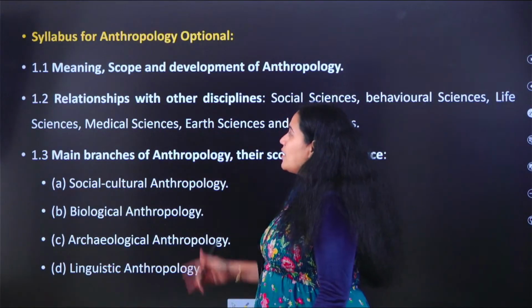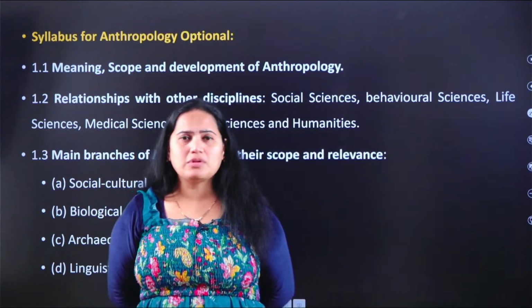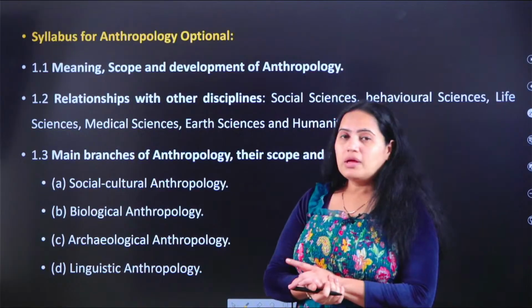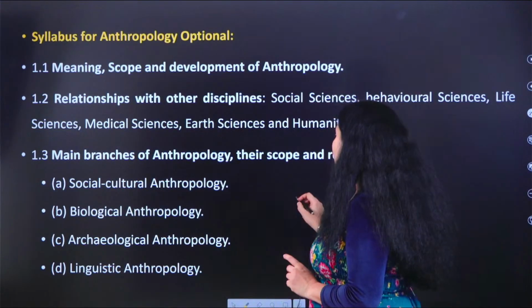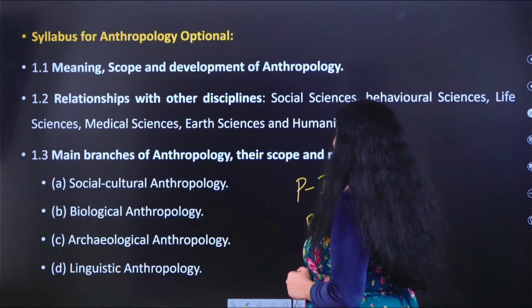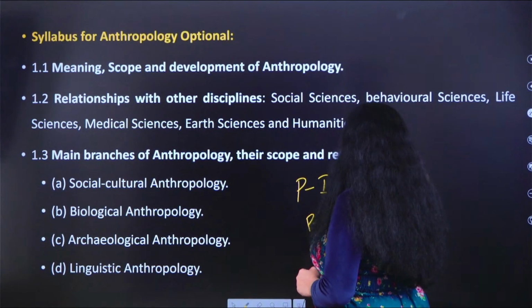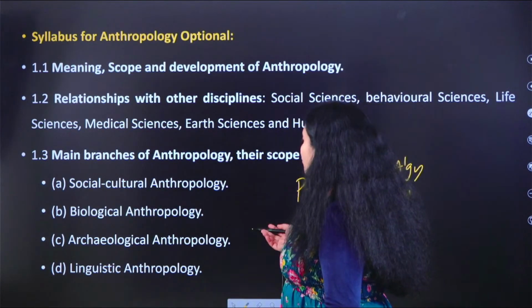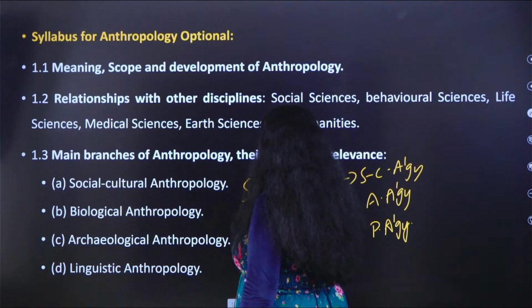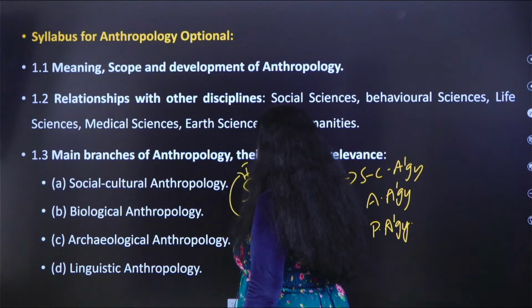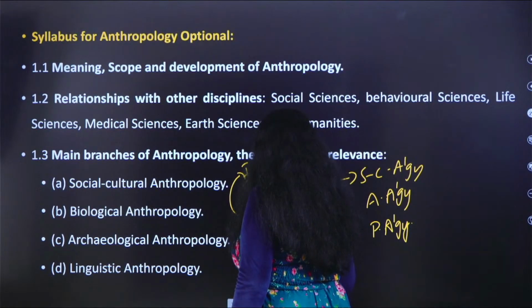Now let us understand the syllabus for anthropology. My bad, not the syllabus yet. The scheme of the examination is that we have two papers, paper 1 and paper 2. Paper 1 is a combination of socio-cultural anthropology, archaeological anthropology as one of the major components, and physical anthropology as another major component. In paper 2 you will study socio-cultural anthropology in the context of India, archaeological anthropology in the context of India, and then tribal anthropology.